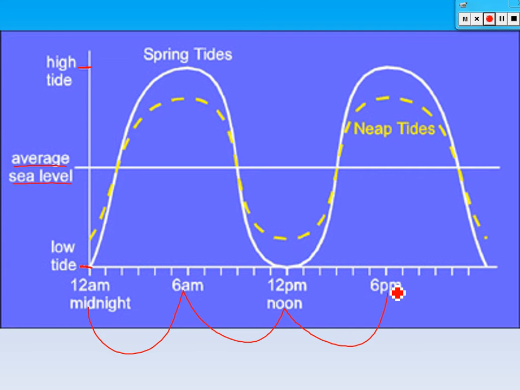And I want you to think about that for a second. Why do we go from a low tide to a high tide in 6 hours? And then in another 6 hours, we're back to a low tide. And then another 6 hours, we're back to high tide. Why do you think that is? Okay, come up with an explanation. Why do you think that is? Every 6 hours, the tide goes from high to low.